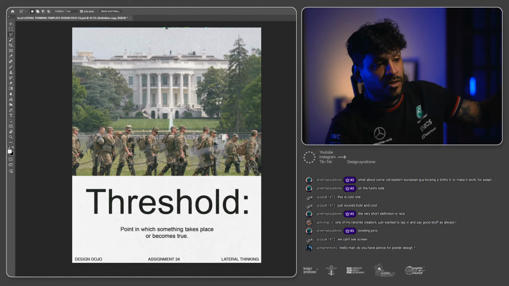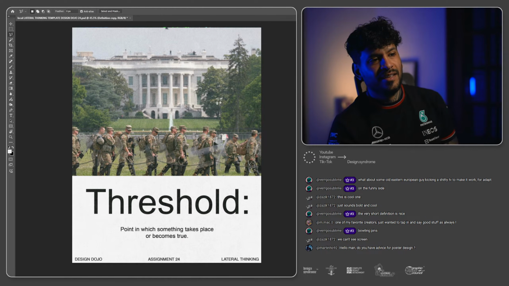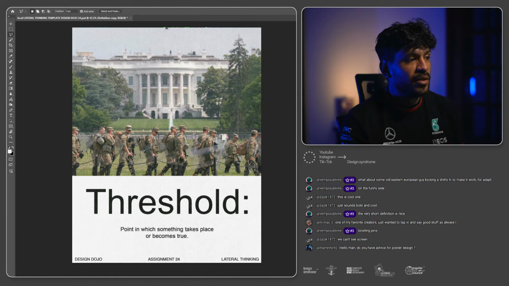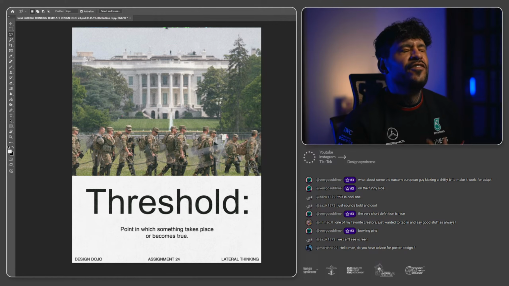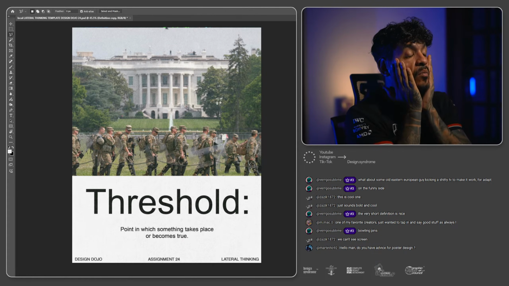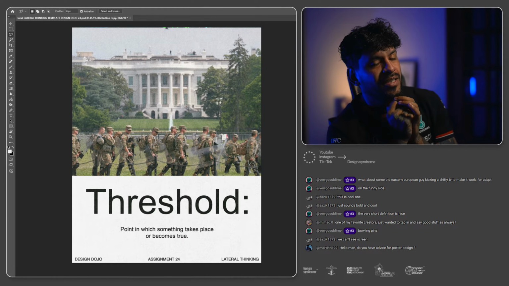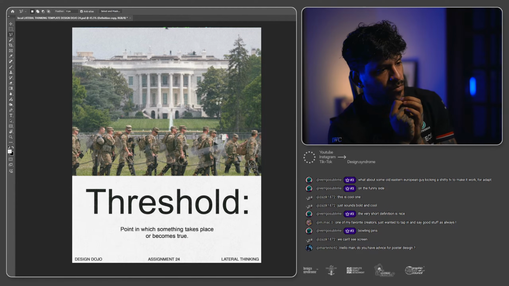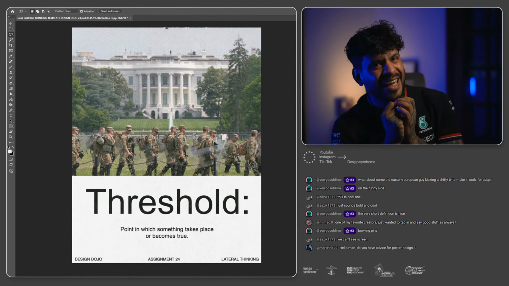Do you have advice for poster design? Yeah, get good at this, my guy. Get good at lateral thinking. Otherwise, all of your posters are gonna be like a head with some texture and just a random quote. You know what I mean? I've done that so much. And it works, guys. But it's not fulfilling. And it also doesn't scale well.